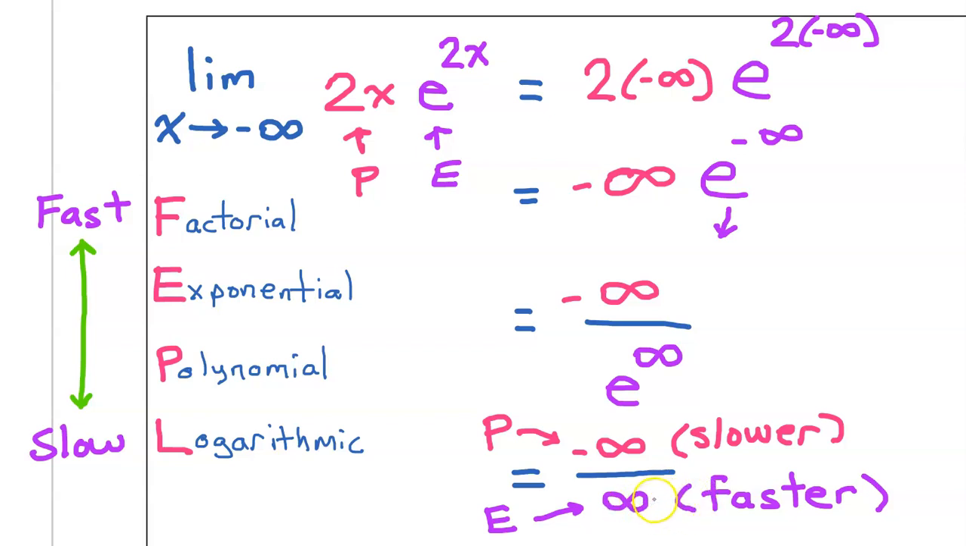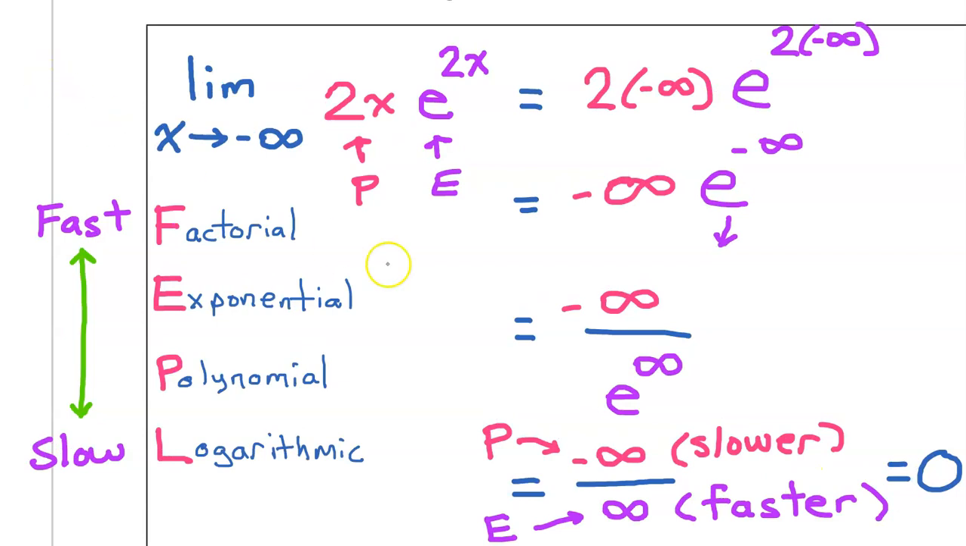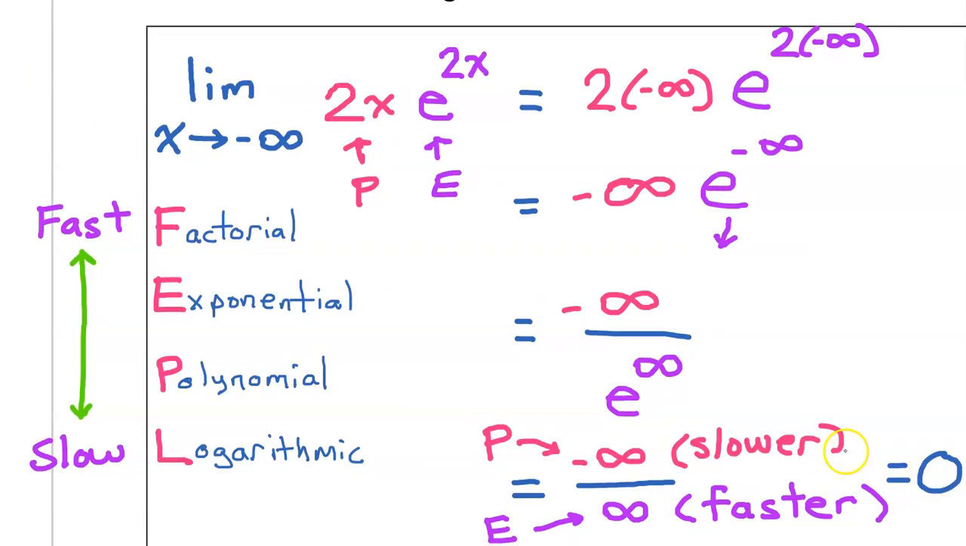This means that the denominator is getting bigger and bigger compared to the numerator. And if the denominator is getting bigger and bigger and bigger, that means the overall value of the fraction is getting smaller and smaller and smaller. So that's why the overall limit is 0.